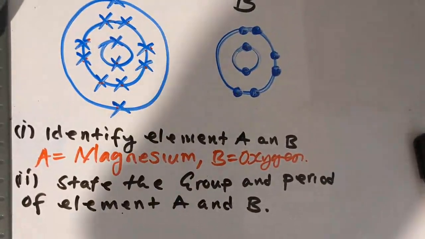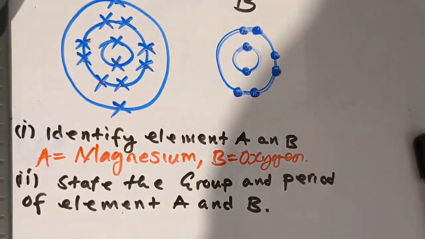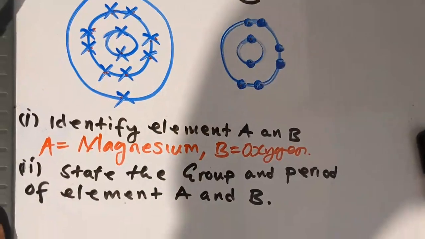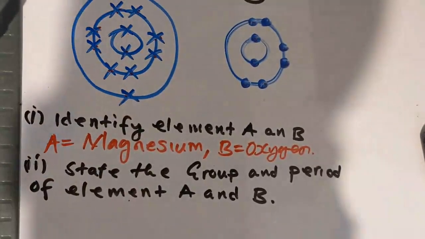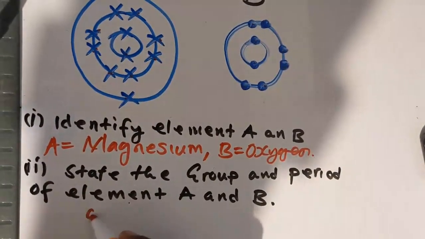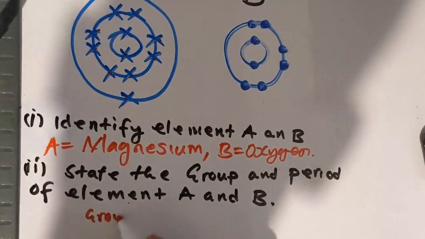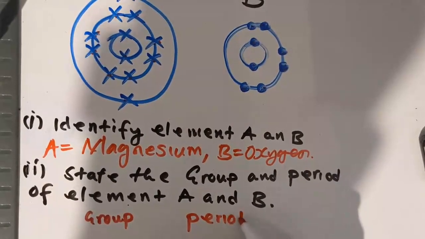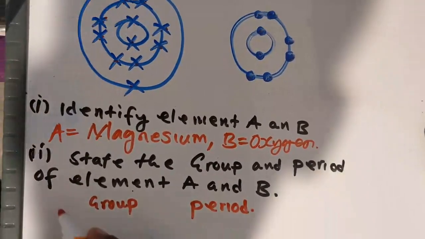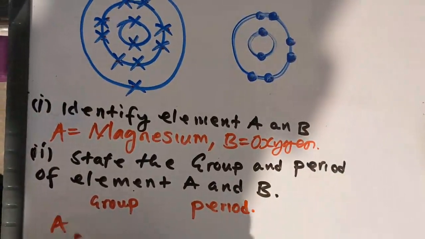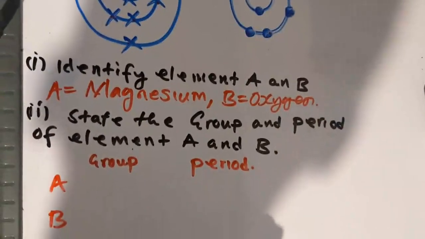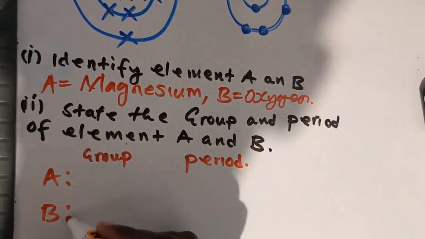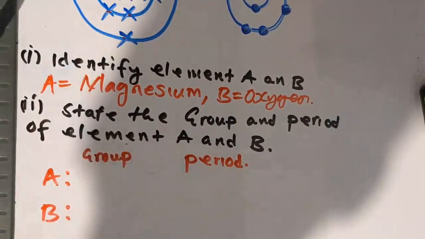All right, going to the second question. It is very simple. This second question is actually telling us to state the group as well as the period of element A and B. So here I will say group, then here I will say period, okay? And I will say A and I will say B, just like this. So here I'll put the group, here I'll put the period.